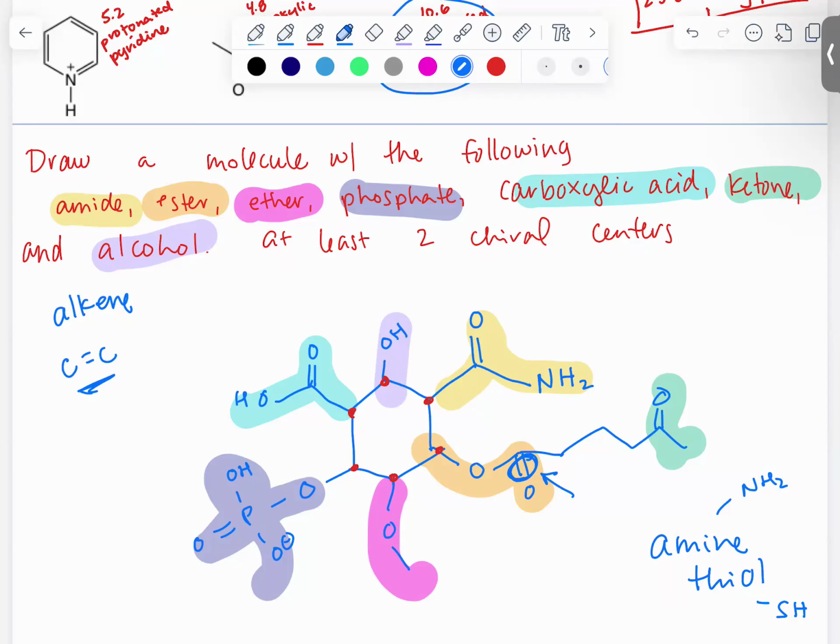Yep, a skeletal structure is fine. If you say H2, that means you have 2 hydrogens. They are not unique. That cannot be a chiral center.